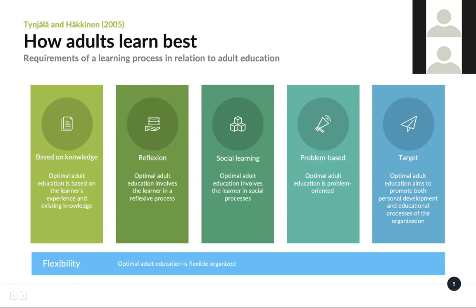One really nice paper is from Tunyela and Häkkinen from 2005. What they found out was that 6 factors were really important in relation to adult learning. What was learned is based on knowledge. For example, if you learn a new language and you just learn it digitally or via gamification, it was interesting that the learner's experience played a big role. If you started with existing knowledge in the field, your increase in knowledge was significantly better than when you started at 0.